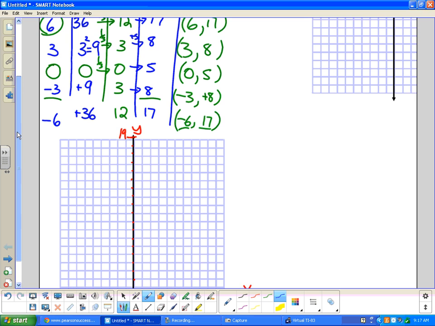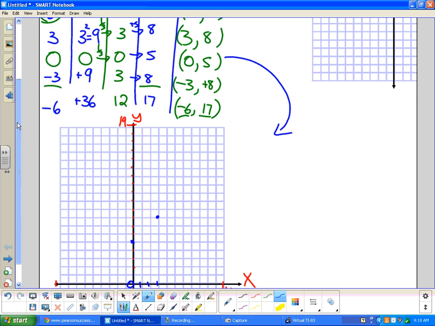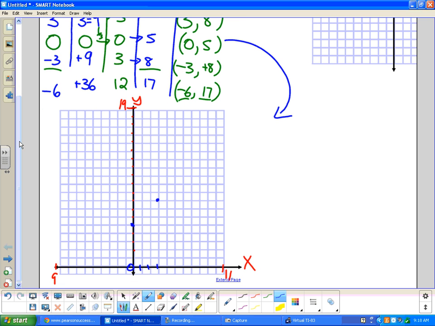So let's start with 0, 5. Go to 0 on the x-axis and go up 5. 1, 2, 3, 4, 5, put a dot. And then I'm going to do 3, 8. 1, 2, 3, then up 1, 2, 3, 4, 5, 6, 7, 8, and put a dot. And just keep going to 6, 17. So 3, 4, 5, 6. Then up 8, 9, 10, 11, 12, 13, 14, 15, 16, 17.